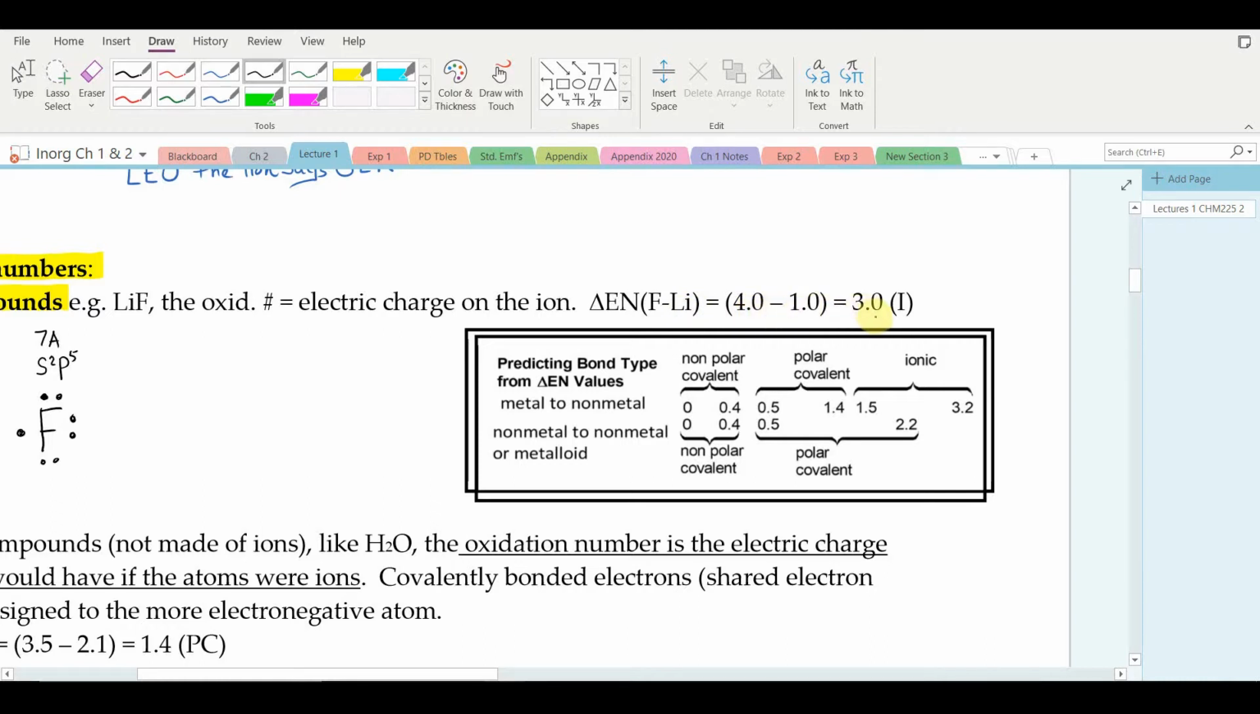The difference is 3.0. Then we look on this table that compares difference in electronegativity to bond type. So this is delta EN, the difference in electronegativity. You always take the more electronegative atom first and subtract the lesser value because we want positive differences. Read the top scale if it's a metal to nonmetal bond, as in this case. Read the bottom scale if it's nonmetal to nonmetal or nonmetal to metalloid. So in our case, the difference is 3.0. It's way up here. It's clearly an ionic bond.